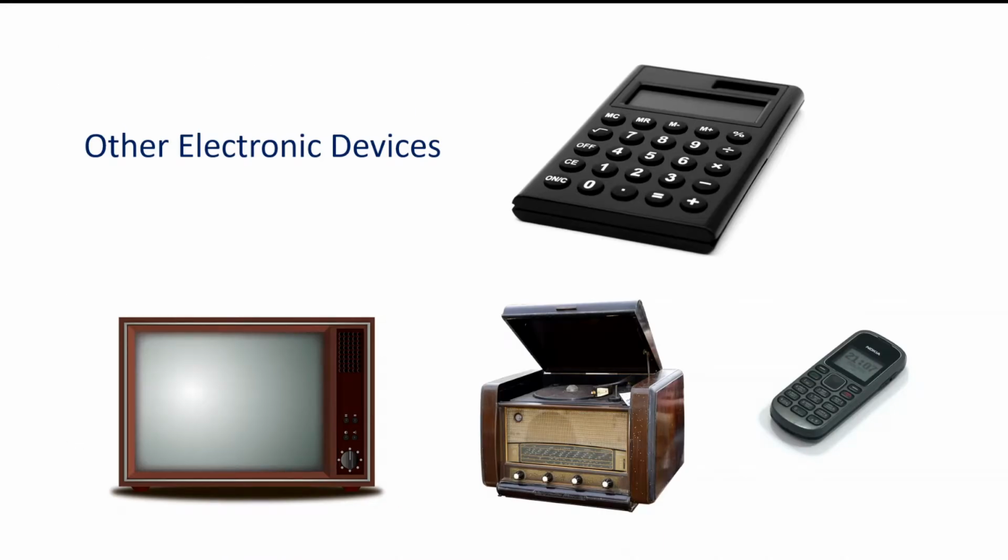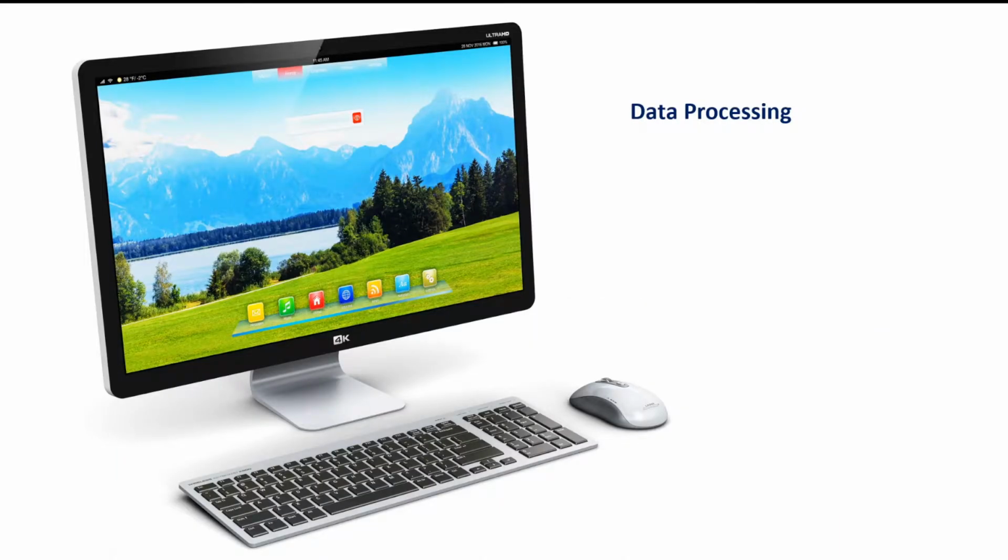I have shown some commonly used electronic devices here. They are television, radio, calculator and mobile phone. All these devices have some purpose. We know what the use of these devices are. So, what is the purpose of computer? What are computers designed to do? The answer is computers are designed to perform data processing tasks.